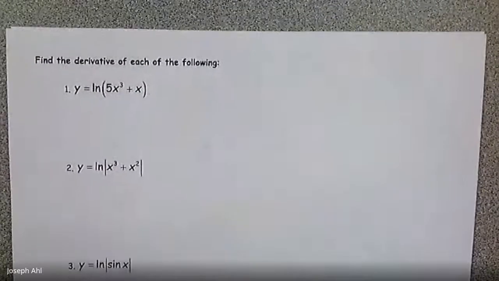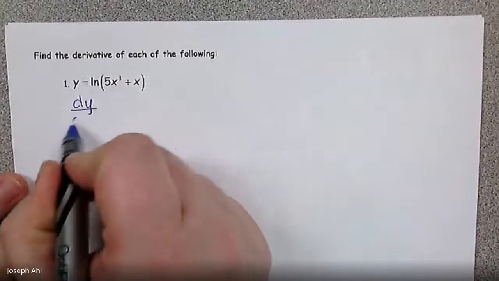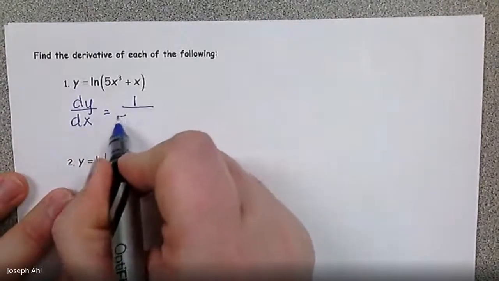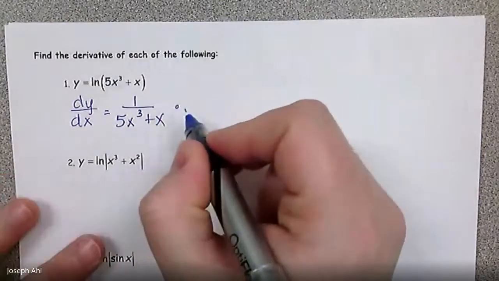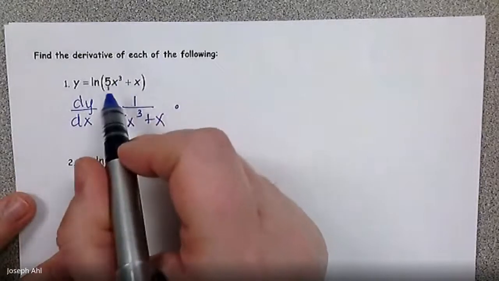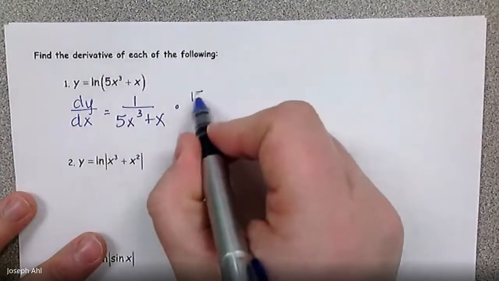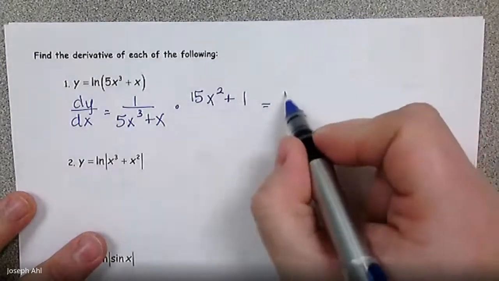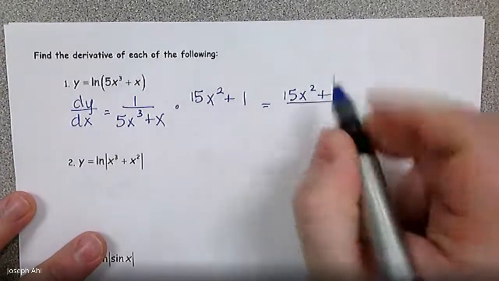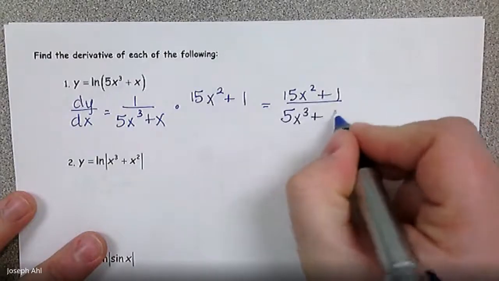It says find the derivative of each of the following. y equals the ln of 5x cubed plus x. So the derivative dy dx would be 1 over the quantity 5x cubed plus x. And then we have to multiply by the derivative of the inside for that chain rule component. So that's going to be 15x squared plus 1. You can write it as 15x squared plus 1 all over 5x cubed plus x.